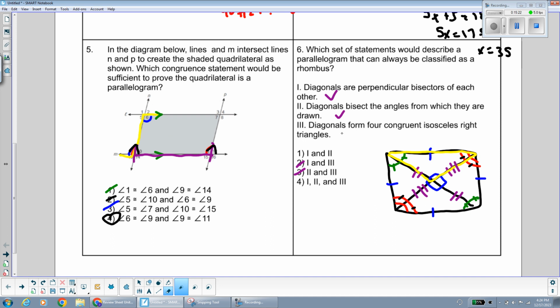So no, if it didn't have the isosceles part, it would be good, but they don't form isosceles triangles. They just form congruent right triangles, but they're not isosceles. So that would be answer choice 1, 1, and 2.